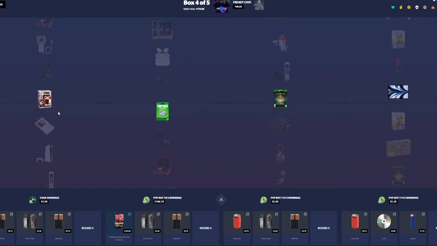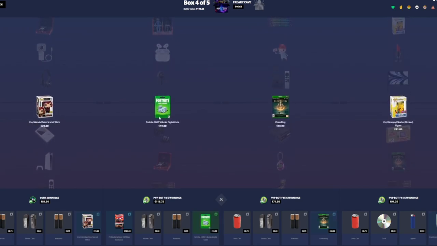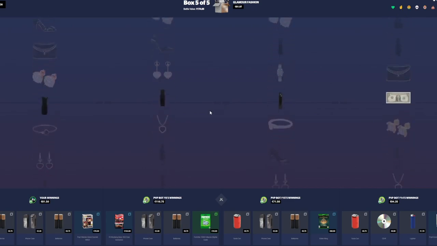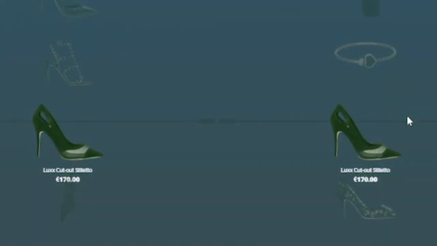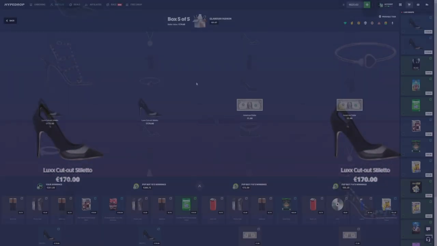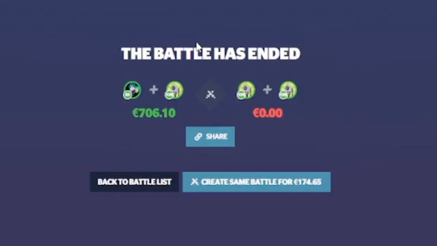Come on. No, we're still leading. Okay. But the lead is very... Oh, wait. How much? That's double. 170. Okay. Not bad. Hey, first battle at 350.